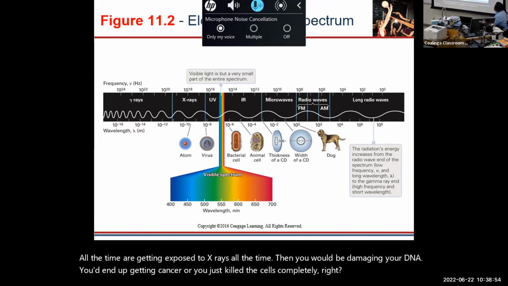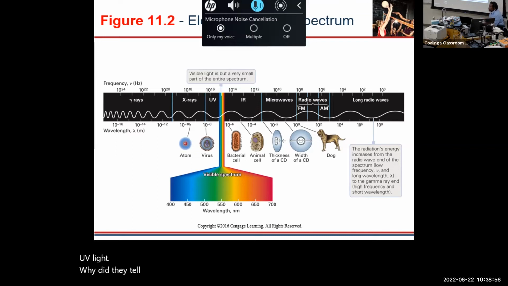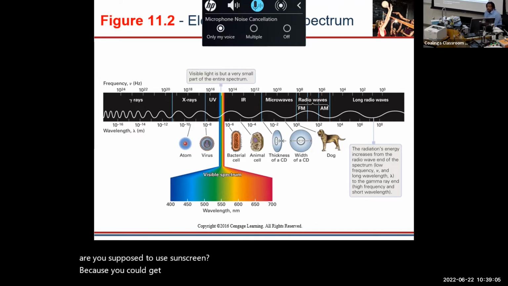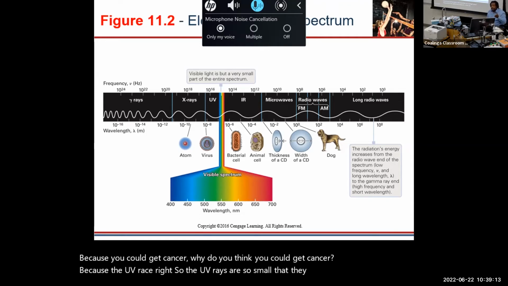UV light. Why are you supposed to use sunscreen? Cancer, right? Because you can get cancer. Why do you think you could get cancer? Because of the UV rays. The UV rays are so small that they actually do the same thing. They will damage your DNA.